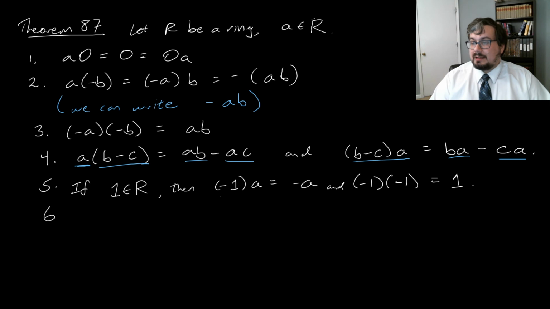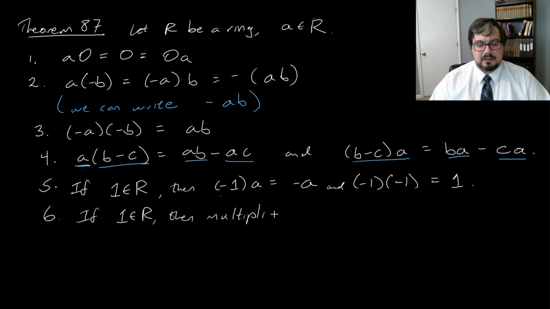And then finally, if 1 is in R, then the multiplicative identity and inverses are unique.